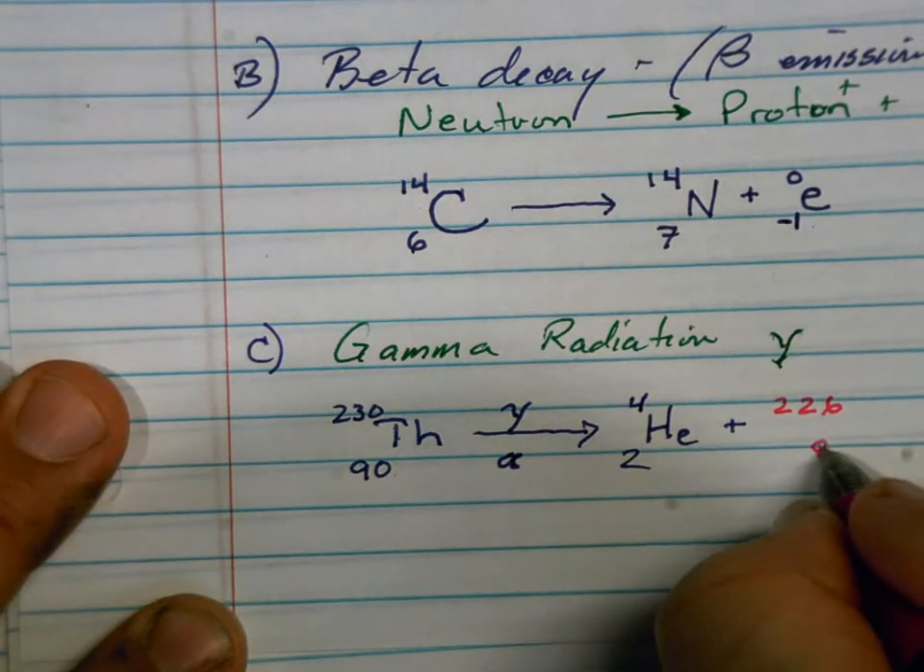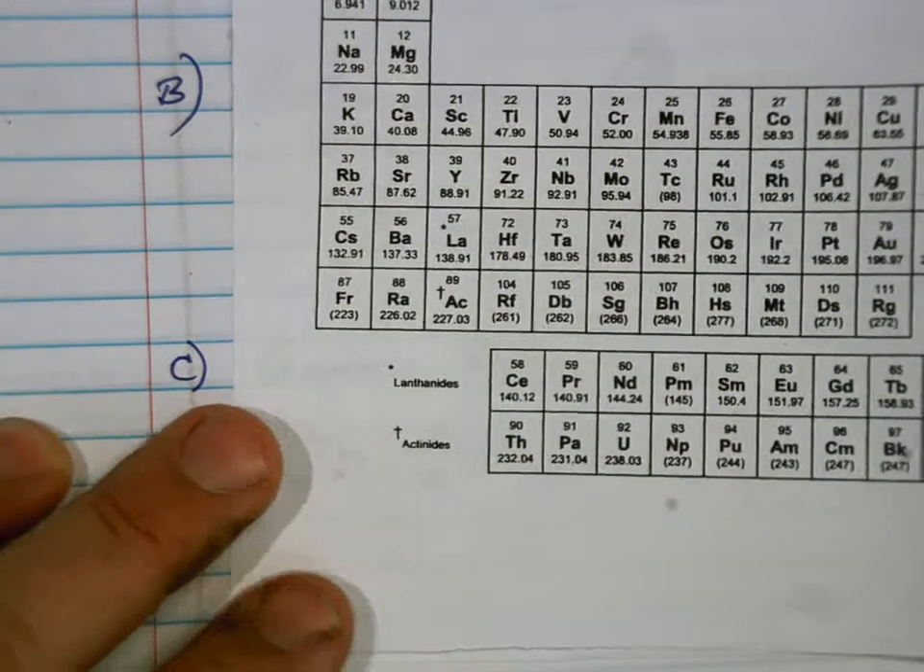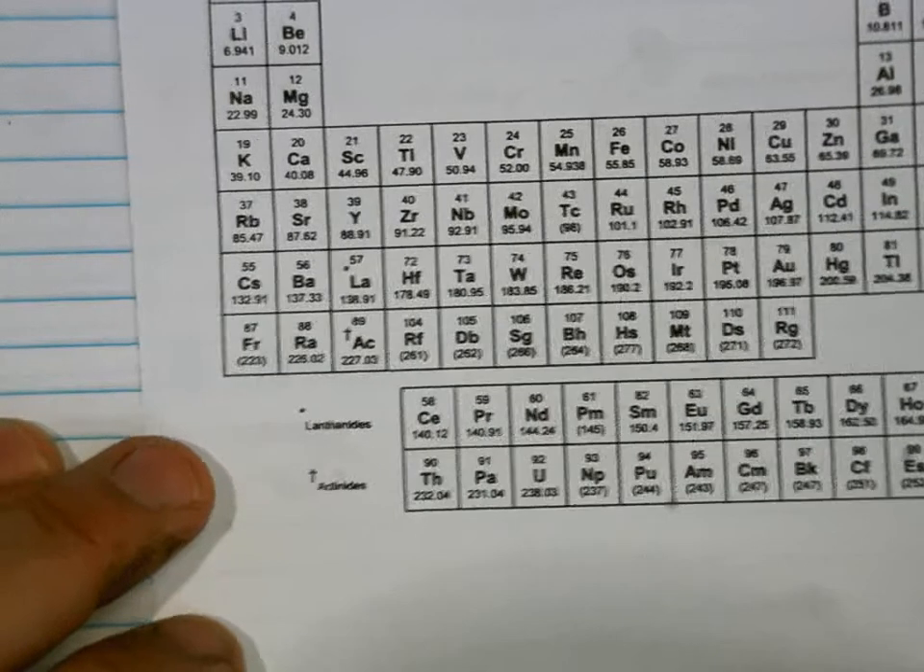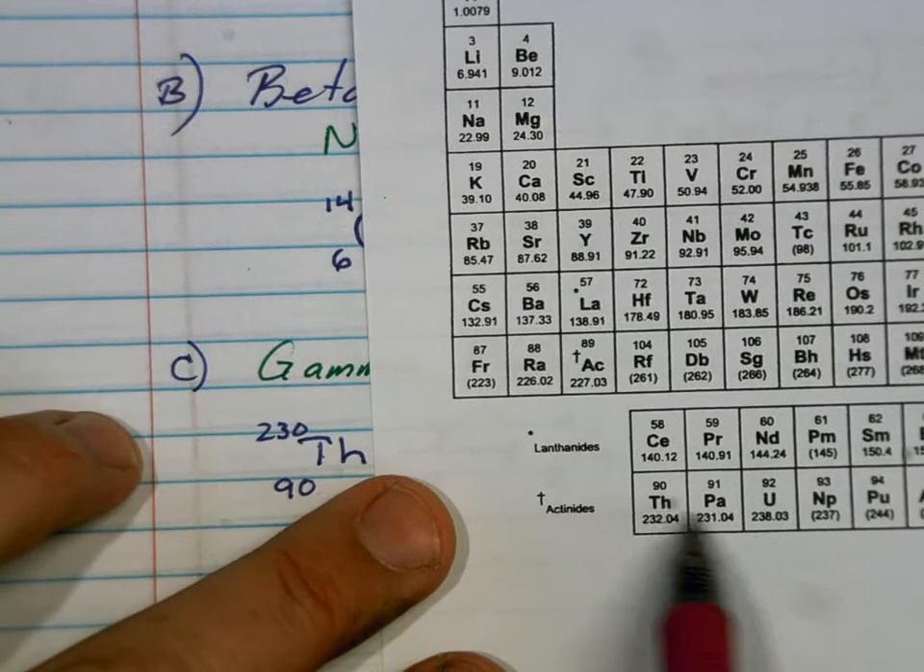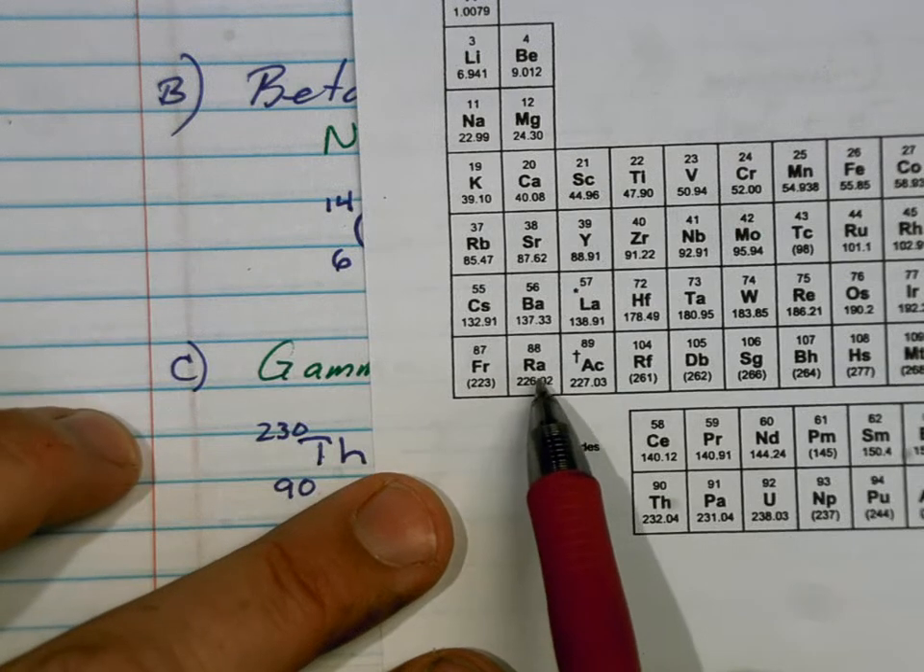88. So let's look on the periodic table to see what element has 88 on there. And let's see. Oh, there we go. Okay, we started right here, and it backed up. So you go over 2, it becomes radon over here.